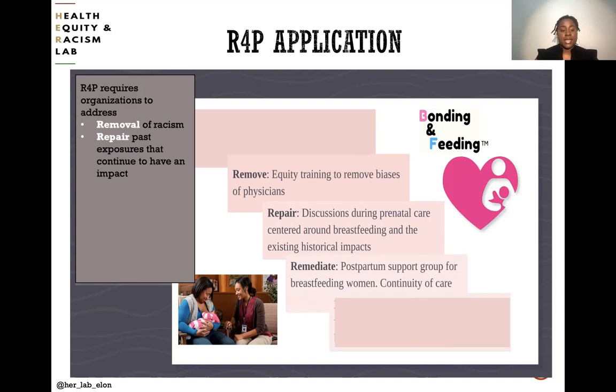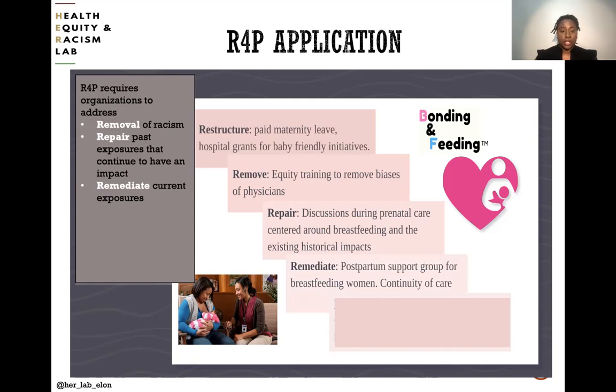So next is the remediate step, where it focuses on those current exposures. So think back to that tarp that's going over the roof. And so these students decided that they would have a postpartum support group for breastfeeding women and create that continuity of care. In the class, we often talked about postpartum support being something that is lacking after giving birth. So they focus on that continuity of care to remediate those current exposures and create a postpartum support group, specifically focusing on breastfeeding.